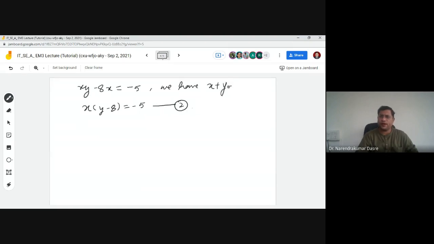And we have x plus y equal to 4. This is equation 1. So can we use the value of y or x from equation 1 in equation 2? We can replace either x or y. So put x is equal to 4 minus y in equation 2.